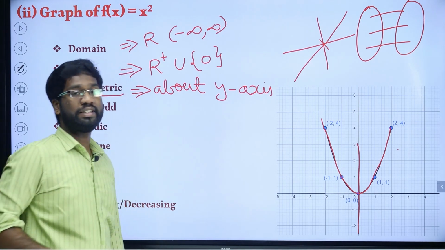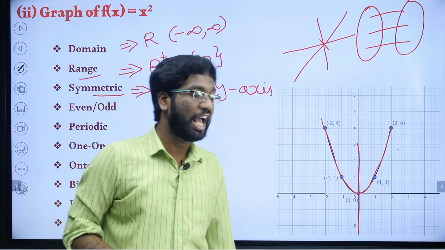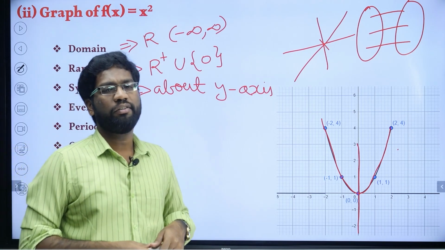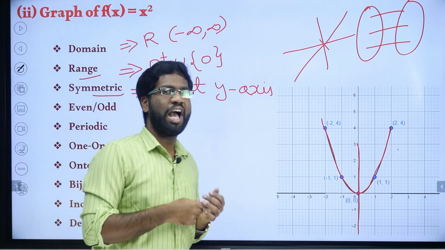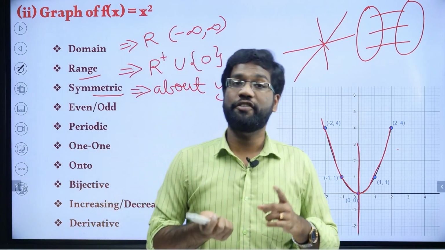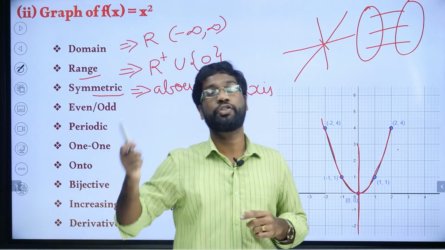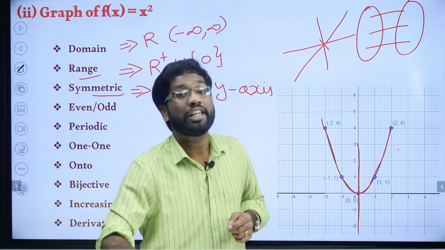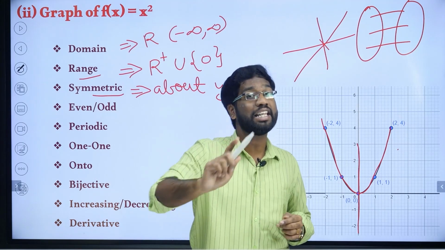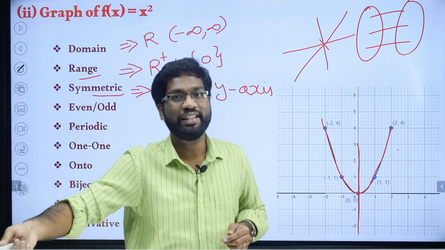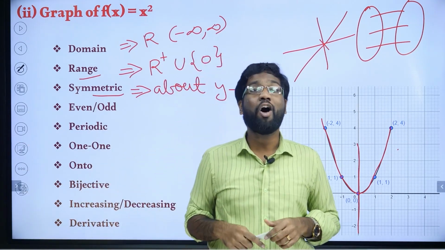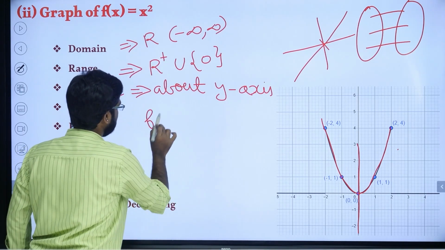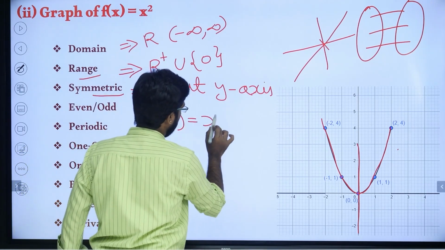Okay, my dear students. Now the next thing we have to find is whether it is an even or odd function. What is an even function, what is an odd function? Already I have explained to you, my dear students. If f of minus x is equal to f of x, then that function is called an even function. If f of minus x is equal to minus f of x, then that function is called an odd function. Now let's see, my dear students, our f of x is x square.